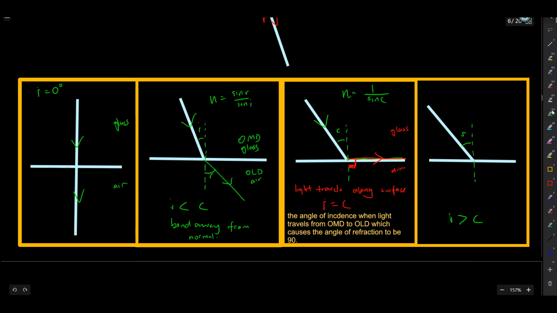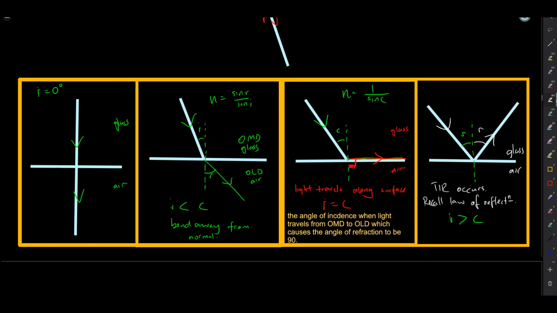Now finally, we have our last one, when I is more than C. It's kind of like overweight, if we use the analogy from earlier. So what happens? Over here, TIR will occur. This is from glass to air, and TIR occurs. This is my angle of reflection. Remember the law of reflection: the angle of incidence is equal to the angle of reflection.